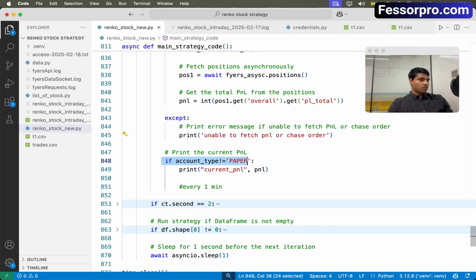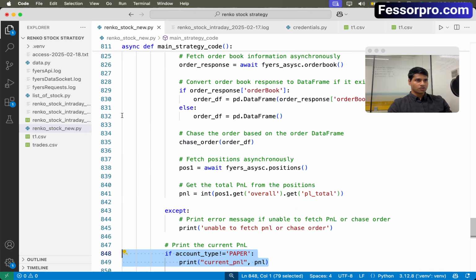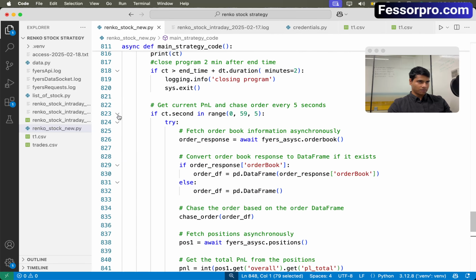And if my account type is not equal to paper, then only I'm going to print the PNL. Otherwise, I'll not print the PNL. So this PNL feature is more active in the live environment compared to the paper environment. So this is my second condition. I'll just minimize my second condition.